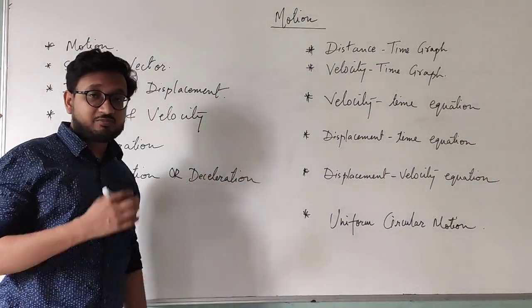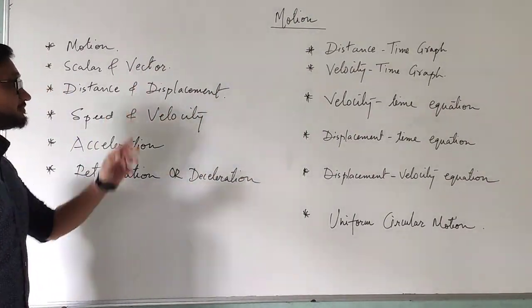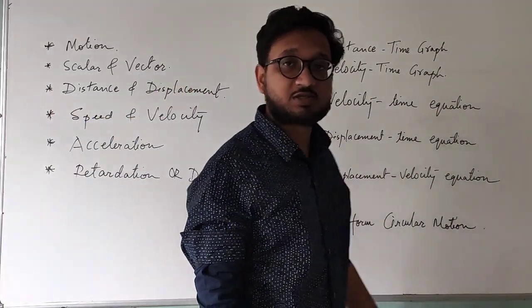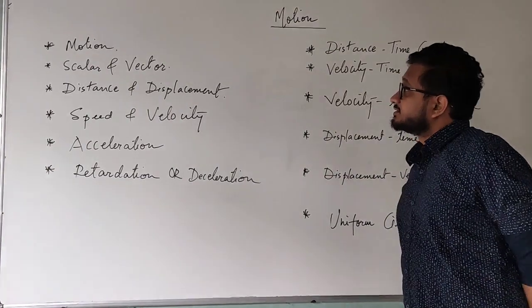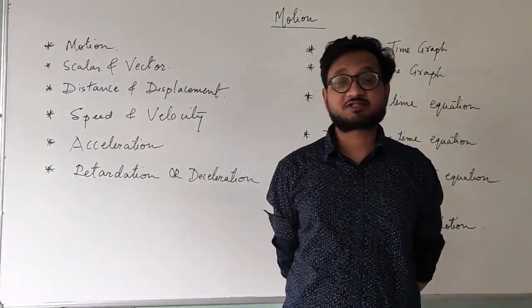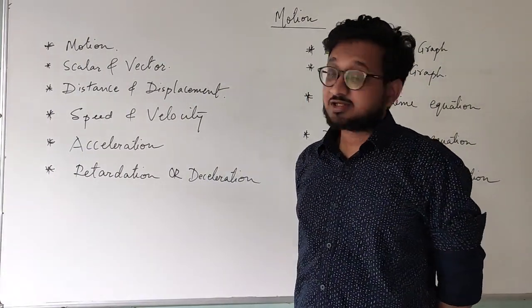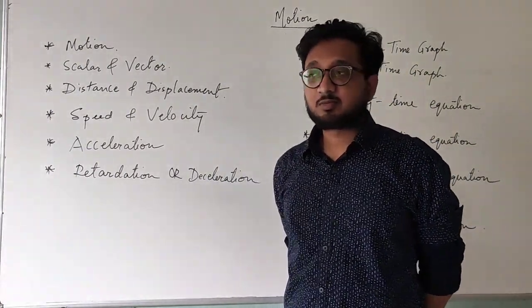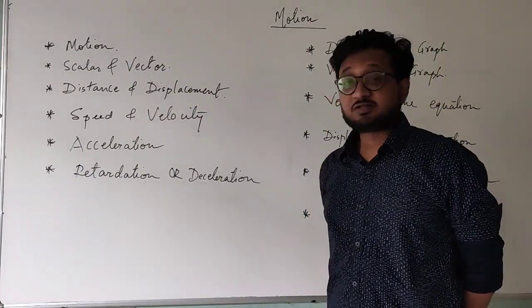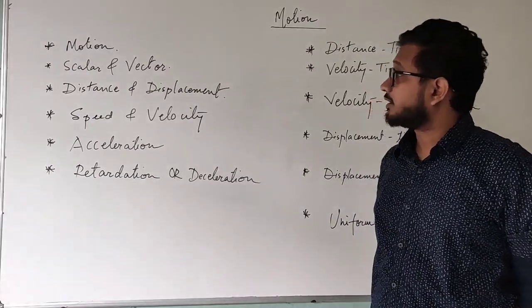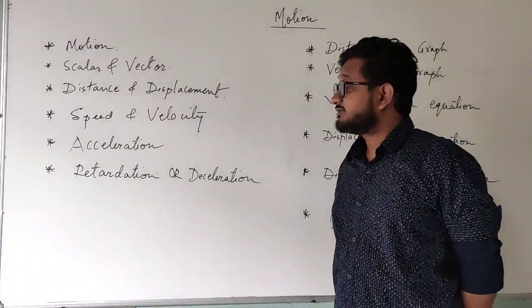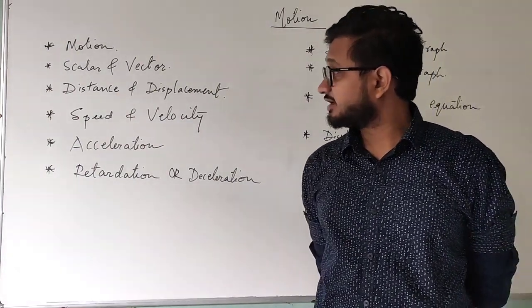So we will start with the very beginning of the chapter, the motion, and the definition itself. The first topic that we studied was motion, okay? So an object that changes its position from one point to another point with respect to a reference point is called motion. So if the object changes its position with respect to time, then it is known as motion of that object. Simple definition.